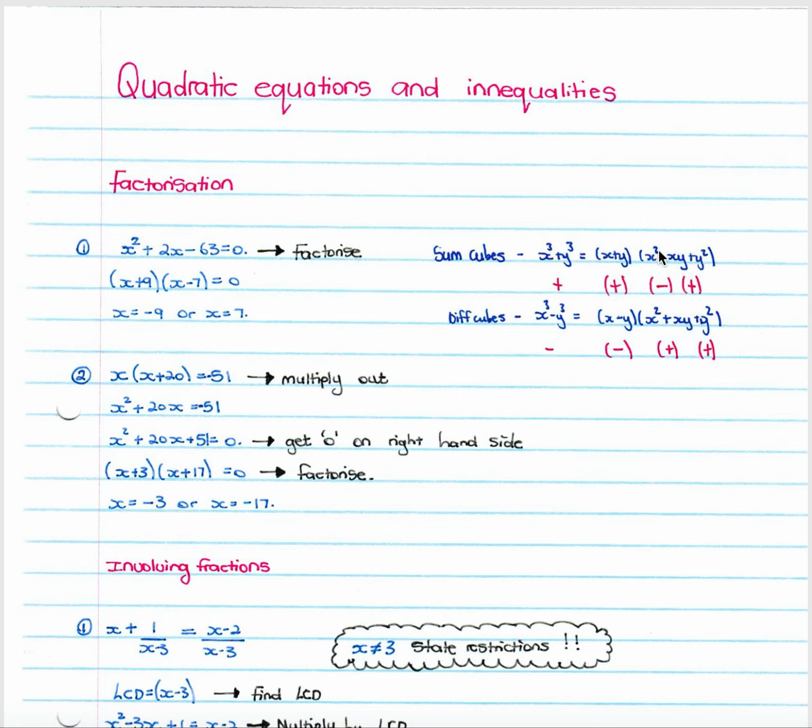Then your first term in your bracket is the first value squared. Then it's minus the product of the two values, so x and y, and then plus your y squared. Same way for difference of cubes, you're going to be doing the same thing, except you'll be using the signs as shown here. So it's negative because you've been given a negative, opposite to the negative, so it's positive, and you always end with a positive.